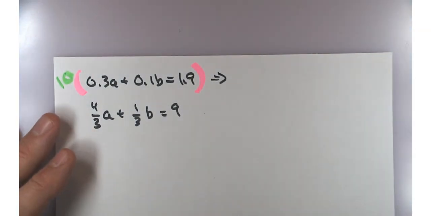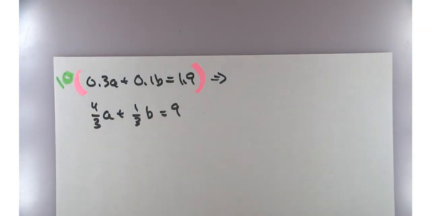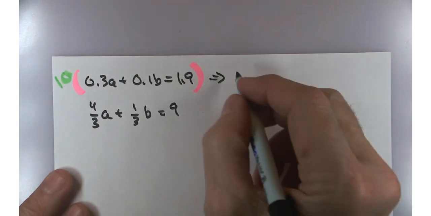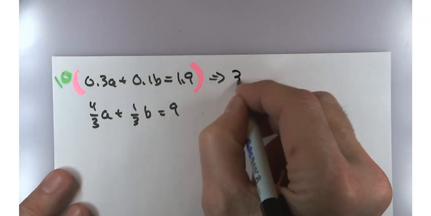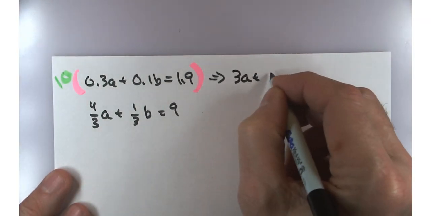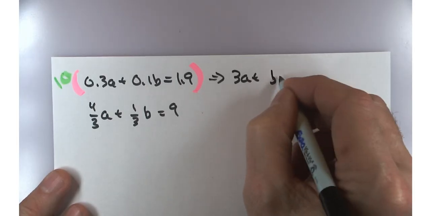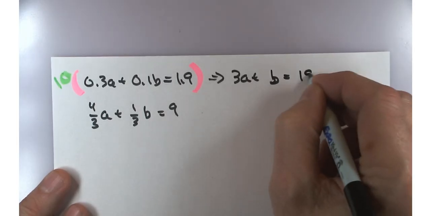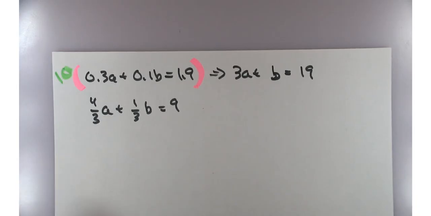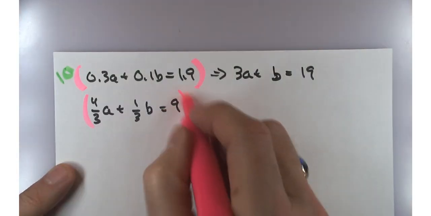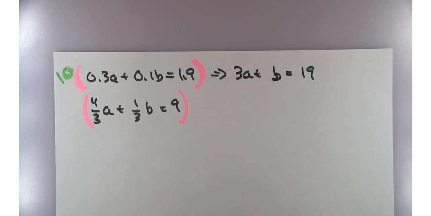So, what equation do I get if I multiply this by 10, please? All right, 3a plus 1b equals 19. I'm not going to write the 1b. I'm just going to write b. But you're more than happy to write 1b. Let's keep going. So we're much happier with that first one. How about the second one?